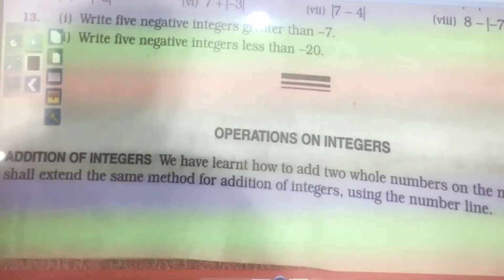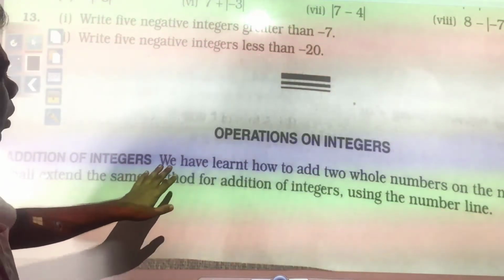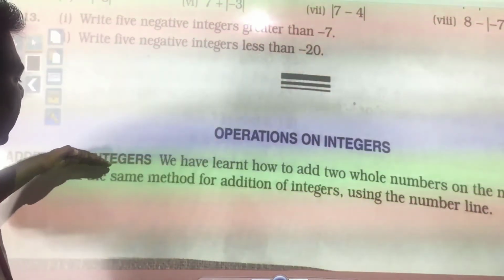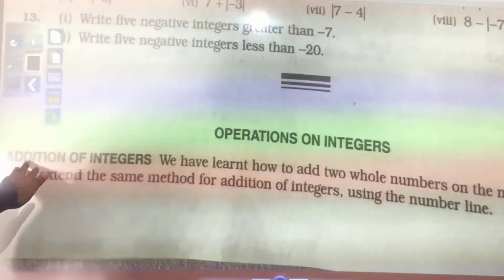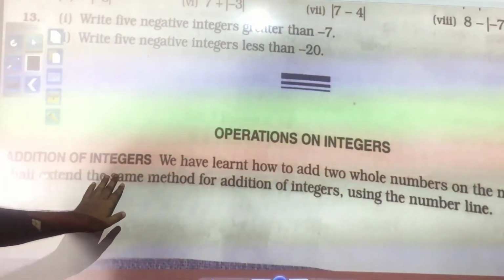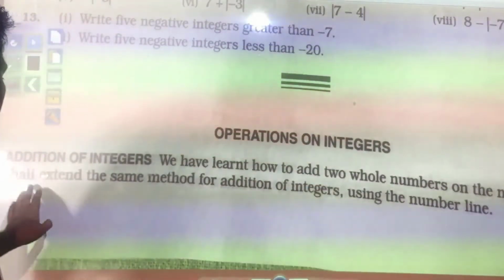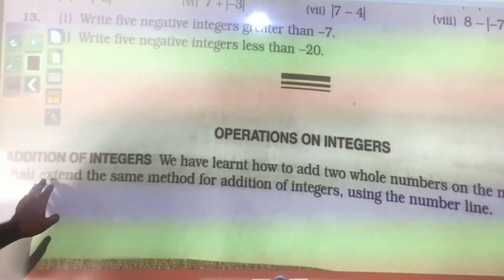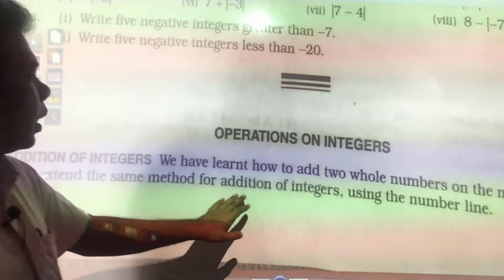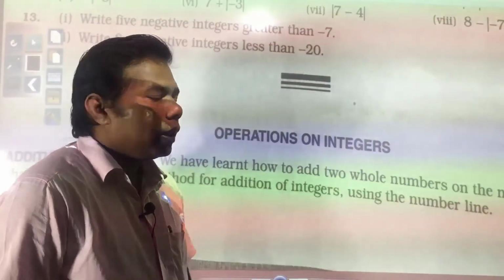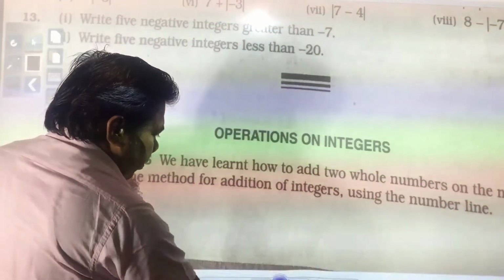Here you have operations on integers, addition of integers. The first operation is addition, then you have subtraction, multiplication and division. So, we will start with addition of integers. We have learnt how to add two whole numbers on the number line. We shall extend the same method for addition of integers using the number line. So, let us see.